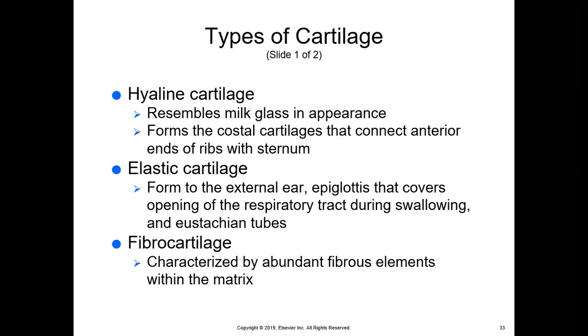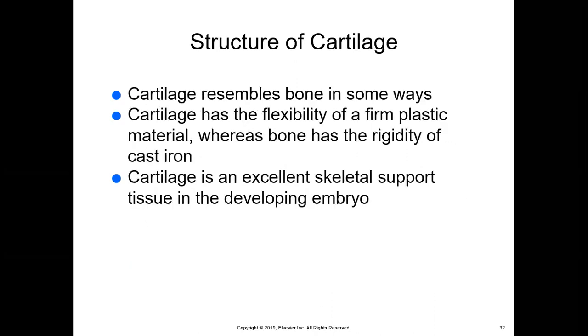Now let's look at the structure of cartilage. Cartilage resembles bone in some ways. Cartilage has the flexibility of a firm plastic material, whereas bone has the rigidity of cast iron. So cartilage is an excellent skeletal support tissue in the developing embryo. The developing embryo's skeleton is made up of cartilage. After birth, there's a decrease in the total amount of cartilage present in the body of the baby.